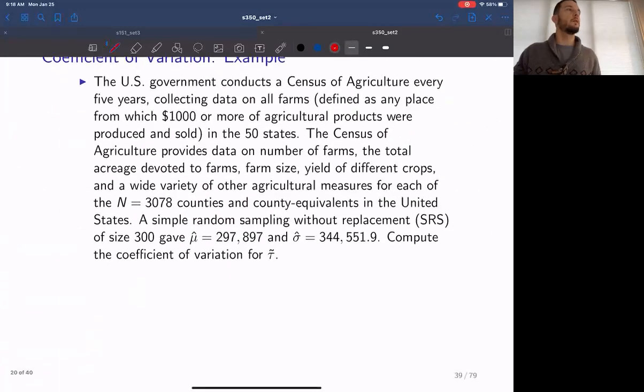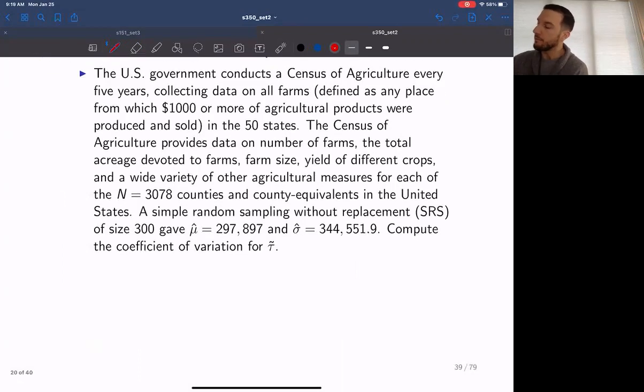Okay, so let's look at a quick example of the construction of said coefficient. Here we have the US government conducts a census of agriculture every 5 years, collecting data on all farms in the 50 states. The census of agriculture provides data on number of farms, the total acreage devoted to farms, farm size, yield of different crops, and a wide variety of other agricultural measures for each of the capital N equals 3,078 counties and county equivalents in the United States.